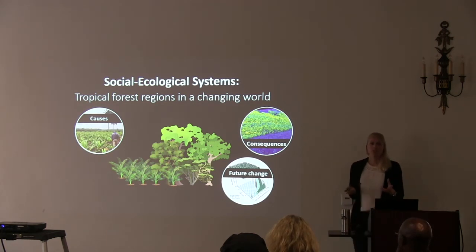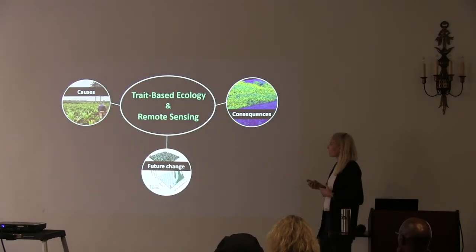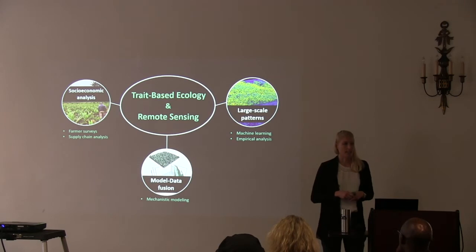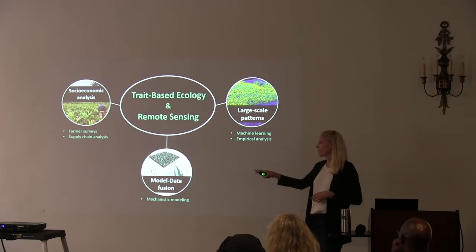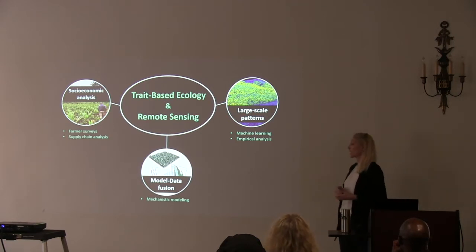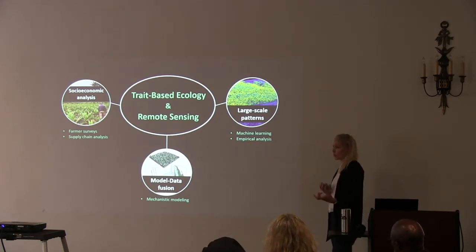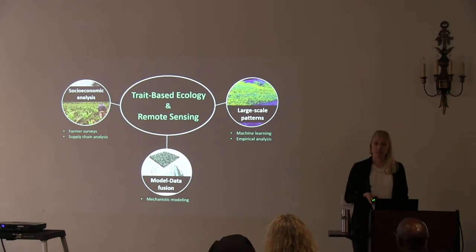So if we break it down, my research is really focused on thinking about the causes, the consequences, and the future change. And I really rely on trait-based ecology methods and approaches and theory, as well as remote sensing as a tool for addressing these research areas. And I draw on methods that include, on the socioeconomic analysis side, farmer surveys and supply chain analysis. On thinking about large-scale patterns of vegetation dynamics, machine learning and empirical analysis. And I also do work that incorporates model data fusion, so linking field data and remote sensing data to dynamic global vegetation models, really to try to leverage mechanistic modeling to understand how these systems will change in the future.